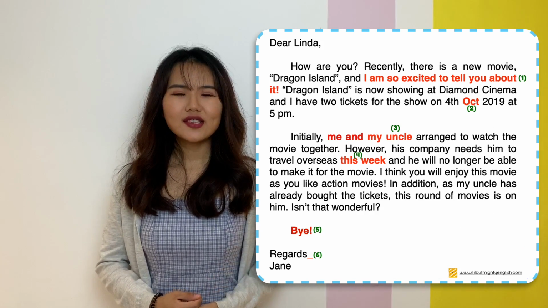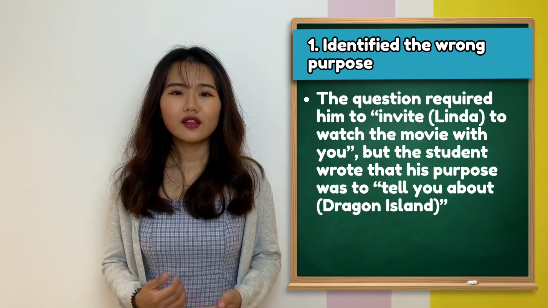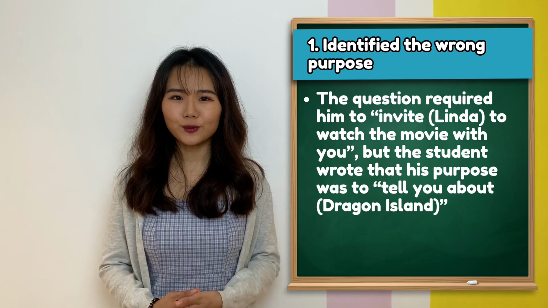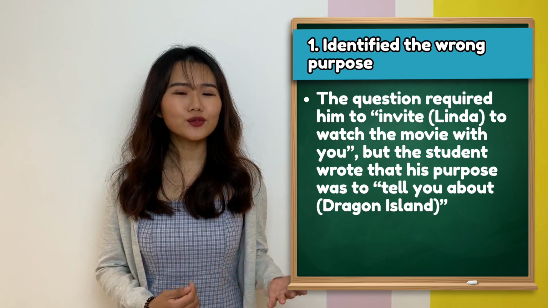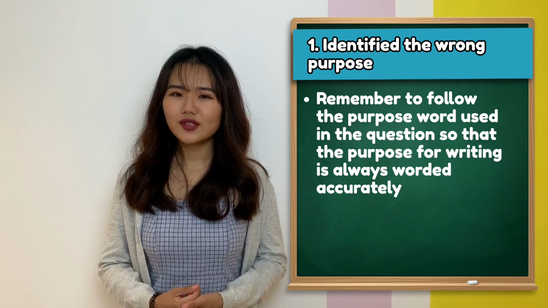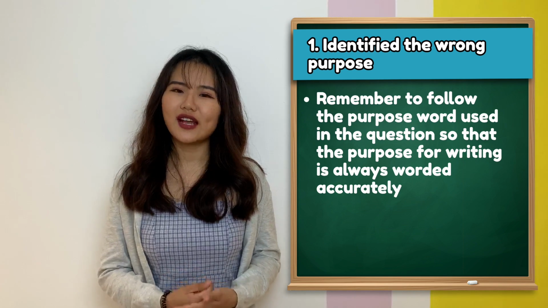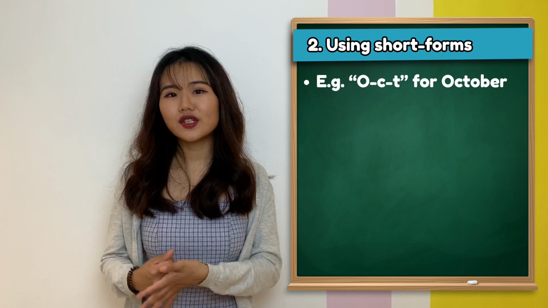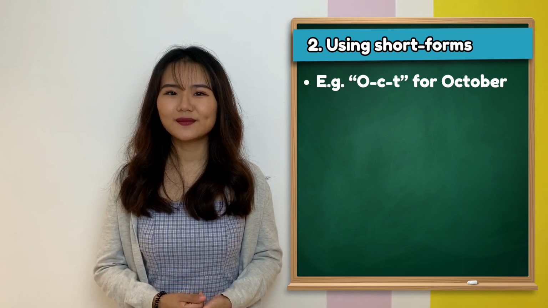Firstly, notice that the student has identified the wrong purpose in his answer. The question required him to invite Linda to watch the movie with you. But the student wrote that his purpose was to tell you about Dragon Island. Remember to follow the purpose word used in the question so that the purpose used for writing is always worded accurately.